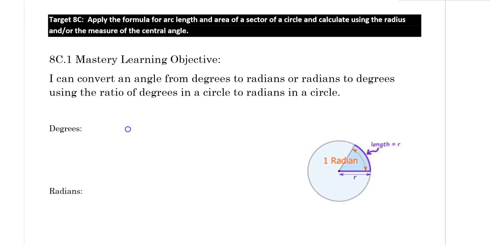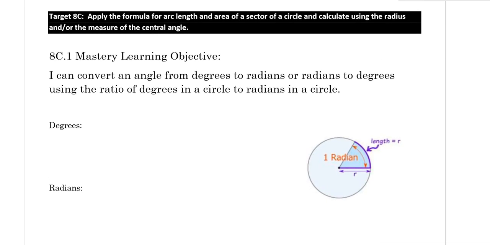All right. We are now on target 8C. 8C is apply the formula for arc length, an area of a sector of a circle, and calculate using the radius and or the measure of the central angle. So that's a lot. We're going to break it down. So 8C.1 is converting an angle from degrees to radians or radians to degrees, using the ratio of degrees in a circle to radians in a circle.